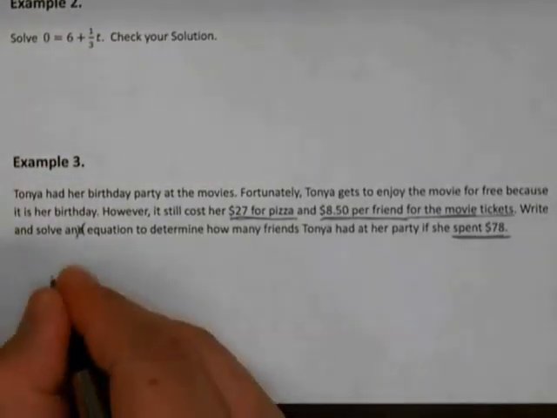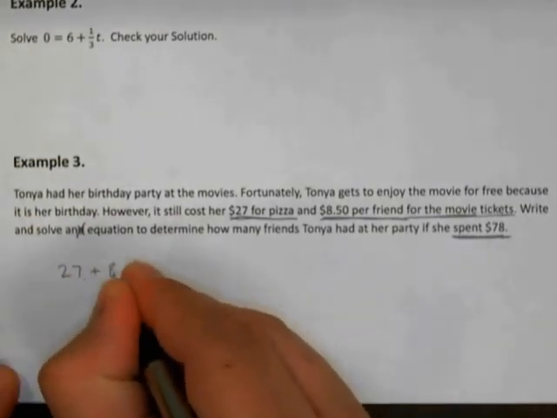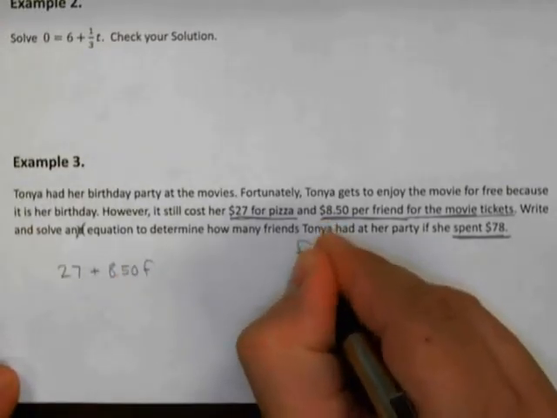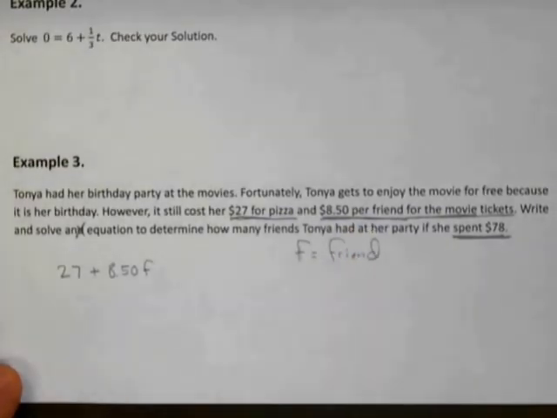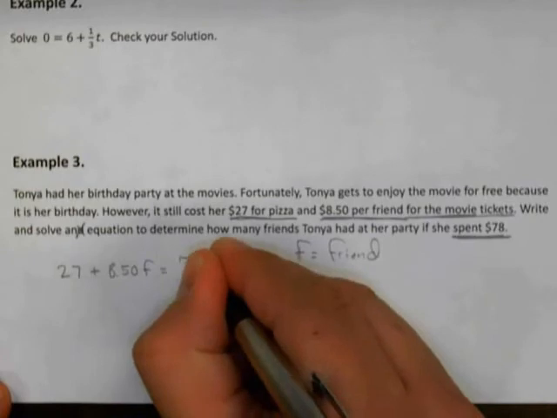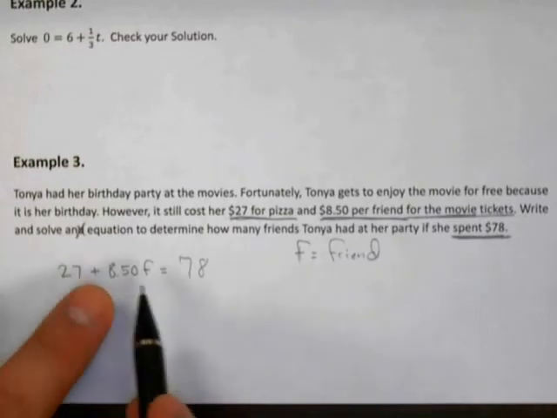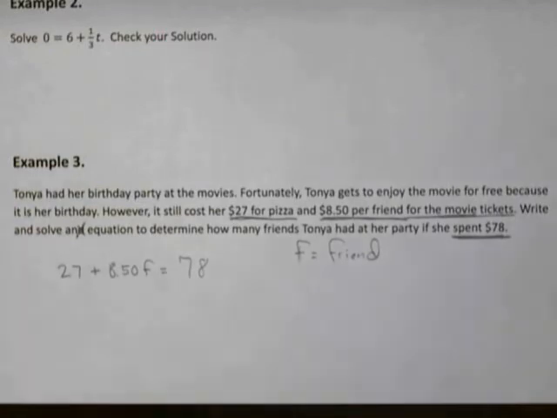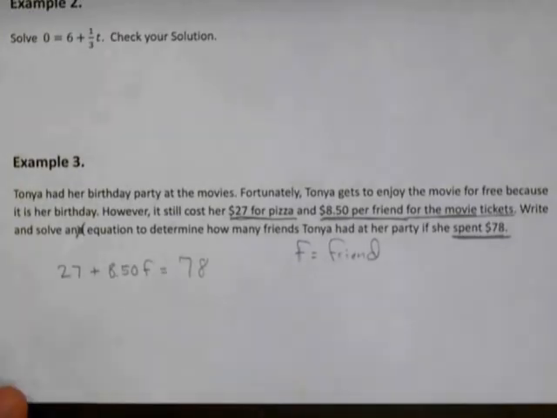Okay, so we know that it was $27 for the pizza, and it costs also $8.50 per friend. I'm going to use F as friend, so I'll say F is equal to friend, just so everybody knows that's what we're talking about. And then we know that at the very end of that, it cost her a total of 78 dollars. Now we need to solve this problem to figure out how many friends she had at her party. If that's how much she spent on everything, how many friends were there? So the first thing we need to do is undo the addition part of the problem.